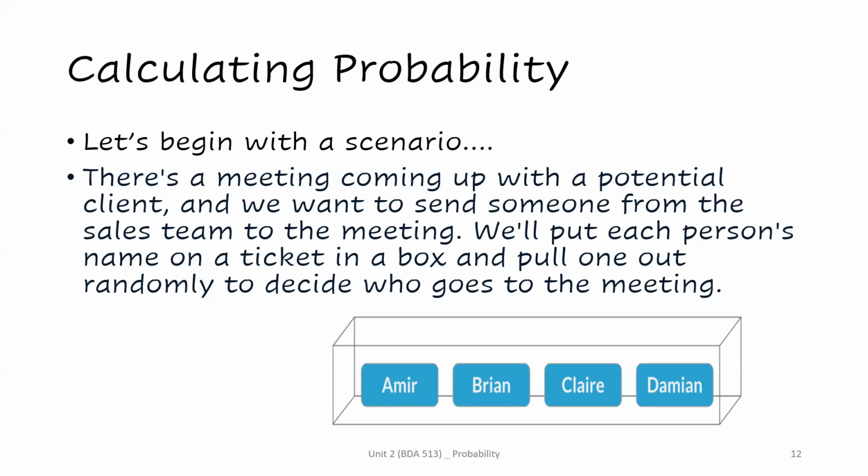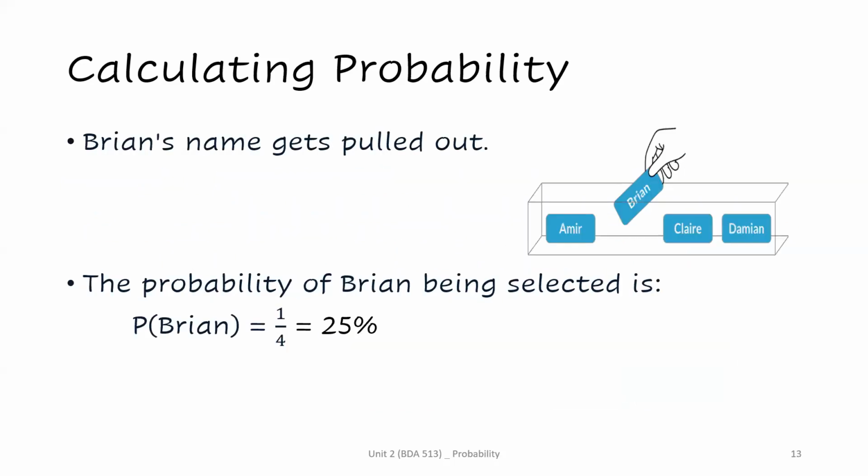So we have these 4 guys who want to attend a meeting, and we've put their names on the ticket. We don't want any accusation of bias, so we want to give all of them an equal chance of attending the meeting. So let's say Brian's name gets pulled out.